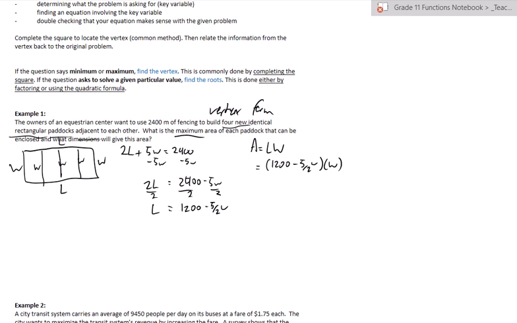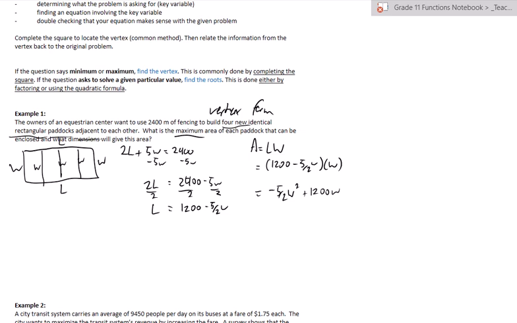First, we're going to get back to standard form. It's quite easy for questions like this. You're just going to multiply that W in. And when I do this, I prefer having my functions in degree order. So I have negative 5/2 W squared, because W times W is W squared, plus 1,200 W. Okay, we're now in standard form.